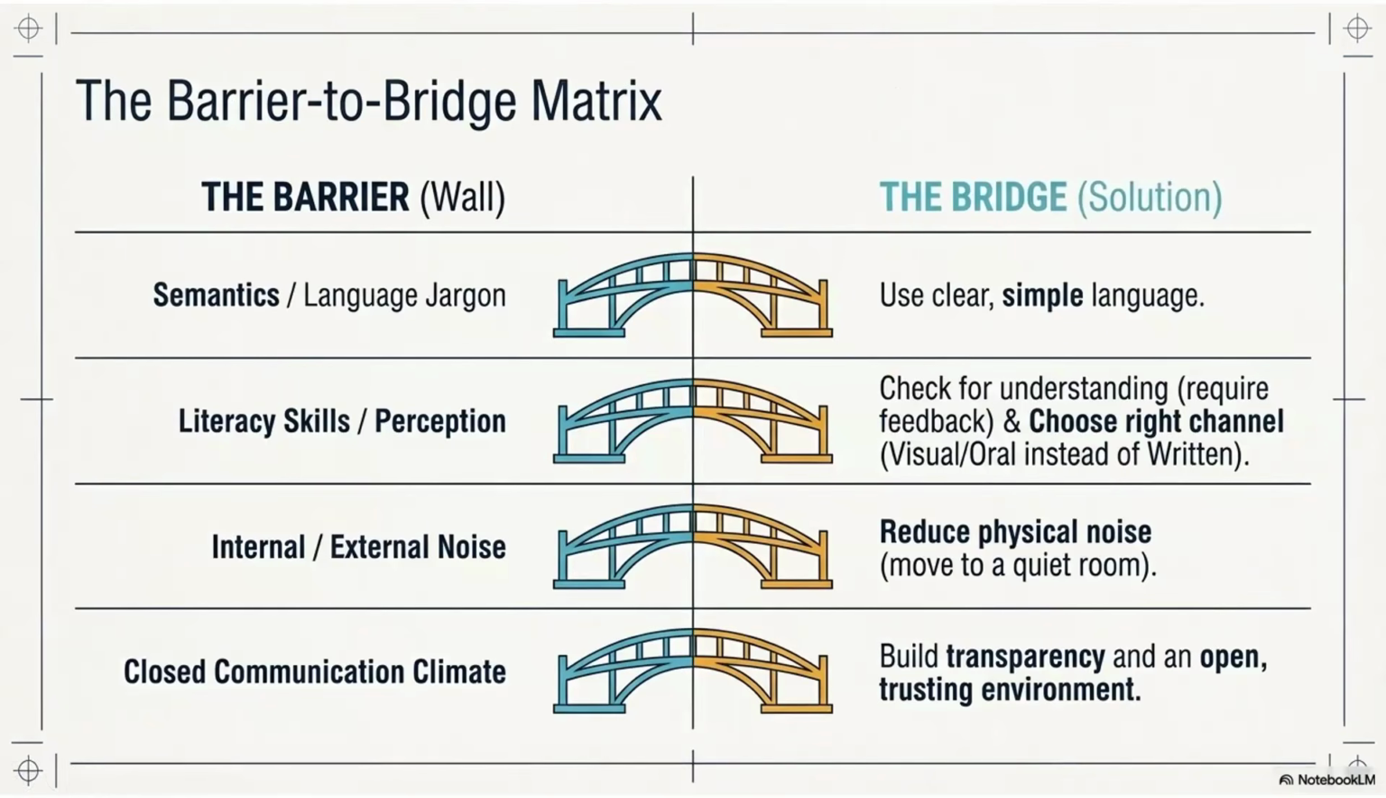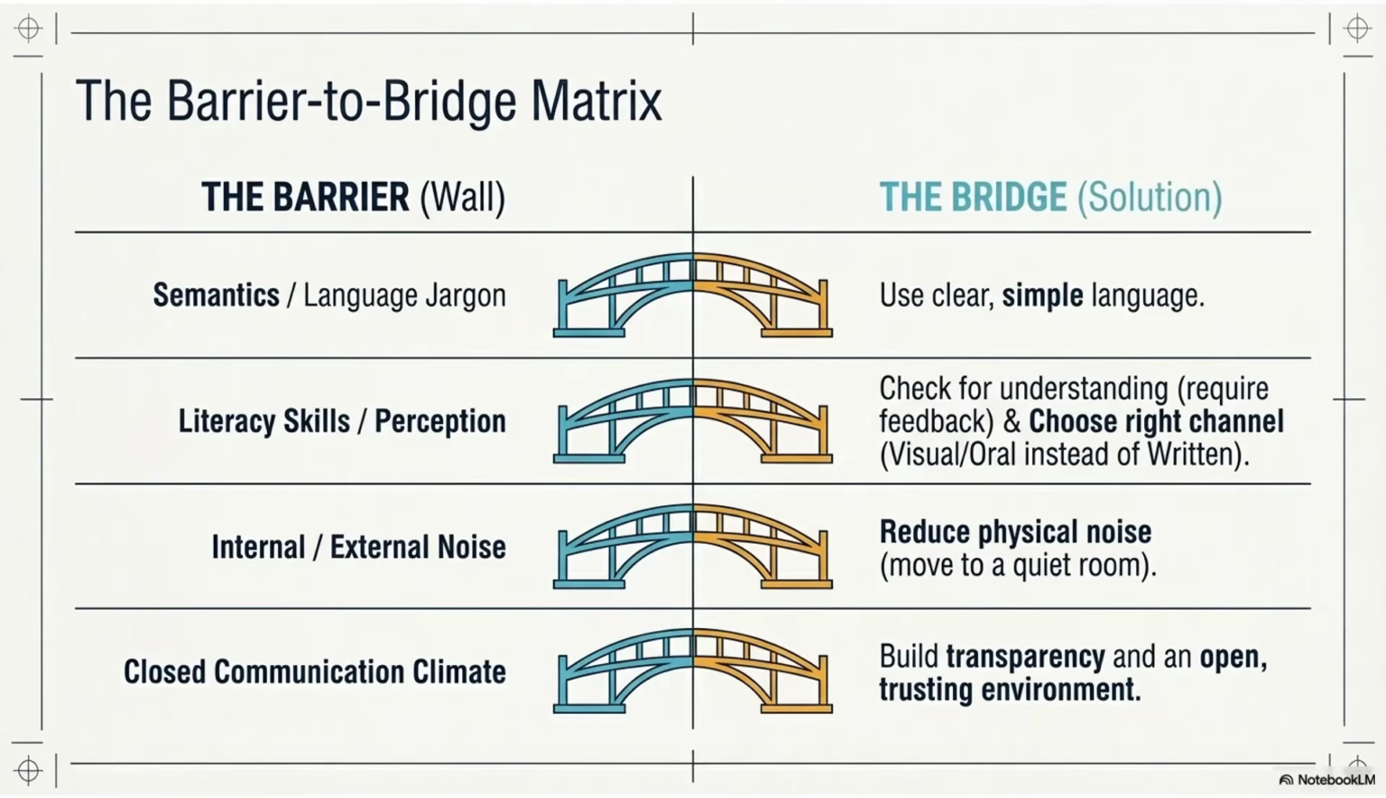So remember, we're looking for efficiency. So once we notice a barrier, we have to try and find a solution to the barrier. So instead of using jargon, we use simple words. We realize somebody might not be able to read well, we use oral instead of visual. And then we ask for feedback to make sure that they understand.